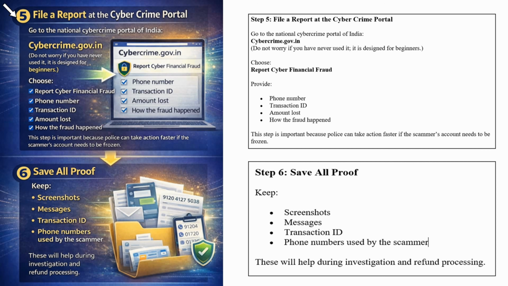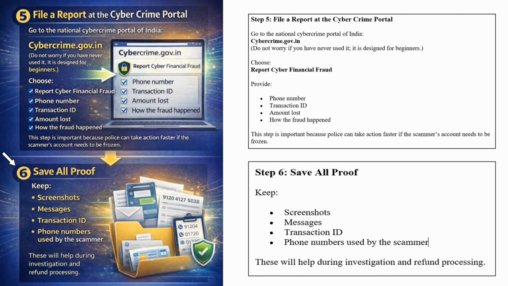Step 5 is file a report at the cybercrime portal. Go to the National Cybercrime Portal of India, which is cybercrime.gov.in. You have to choose report cyber financial fraud. You have to provide phone number, transaction ID, amount lost, and how the fraud happened. This step is important because police can take action faster if the scammer's account needs to be frozen.